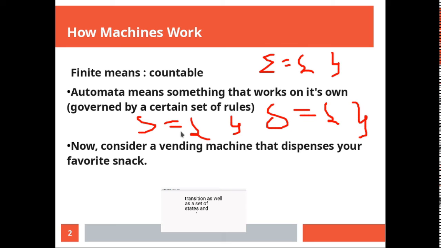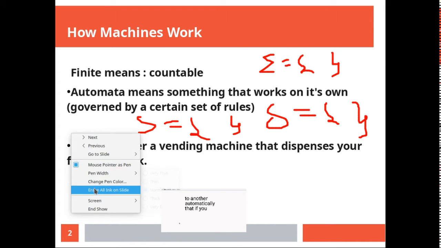And automata means that it works on its own given some input. So there are certain rules that will define each automata, and given an input, it will keep jumping from one state to another automatically. That's why it's known as a finite automata.